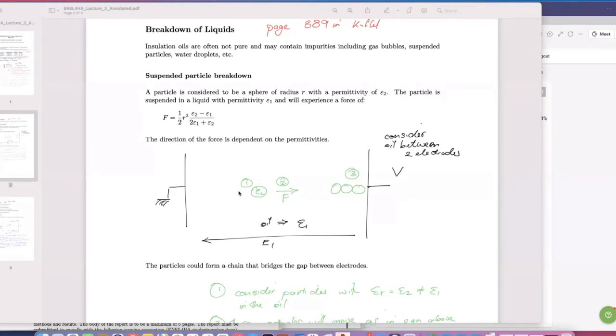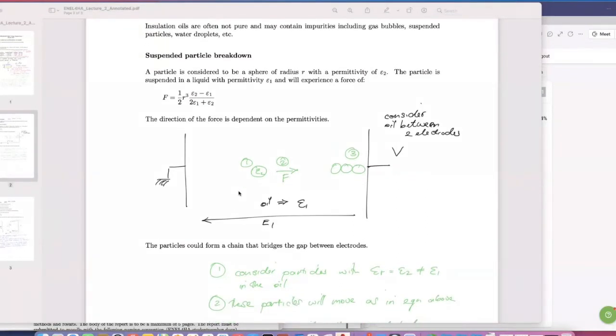So the suspended particle breakdown: a particle is considered to be a sphere of radius r with a permittivity of E2. The particle is suspended in a liquid with permittivity E1 and will experience a force given by the equation. Right, so it's the difference in permittivity that's causing the force here. The direction of the force is dependent on the permittivities, but essentially it's the same thing that you saw.